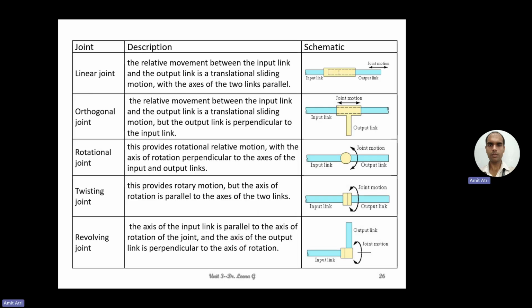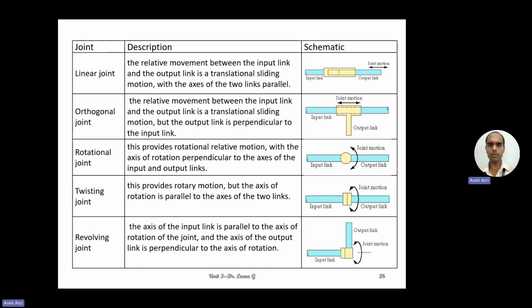Okay, so a brief description. In the linear joint, the relative movement between the input link and the output link is a translational sliding motion, with the axes of the two links parallel. Then the orthogonal joint: the relative movement between the input and the output link is translational, but the output link is perpendicular to the input. In the rotational type of joint, the movement is rotational and the axis is perpendicular. The rotation is perpendicular to the axis of the input and the output link.